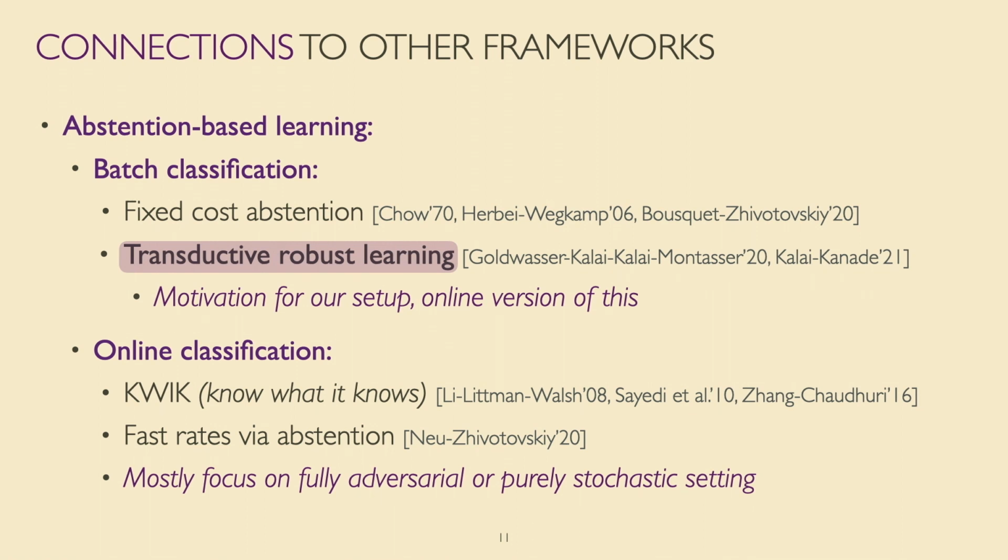Again, in online classification there have also been a lot of models that have looked at abstention. There's a model called Know What It Knows, a quick model, which is pretty similar to the model that I've talked about, but it doesn't have any assumption of anything being stochastic. It assumes that the sequence is completely arbitrary, and you want to make as few abstentions as possible and not make any mistakes. You can relax that a little bit. The other thing you can do with abstention is get faster rates, but they usually focus either on fully adversarial or purely stochastic settings. So this mix of both has not been considered in these works.